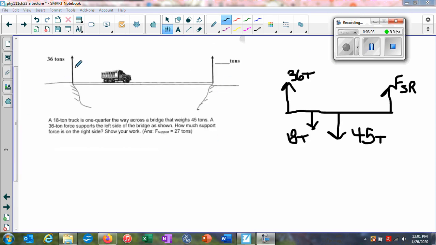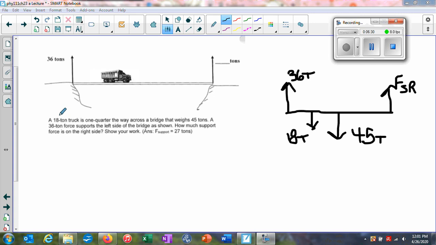All right. Here we have an 18-ton truck, and it's on this bridge. The bridge weighs 45 tons. A 36-ton support force is operating on the left side of the bridge. I want to know how much support force is operating on the right side of the bridge. There's no acceleration here, which is the key component.